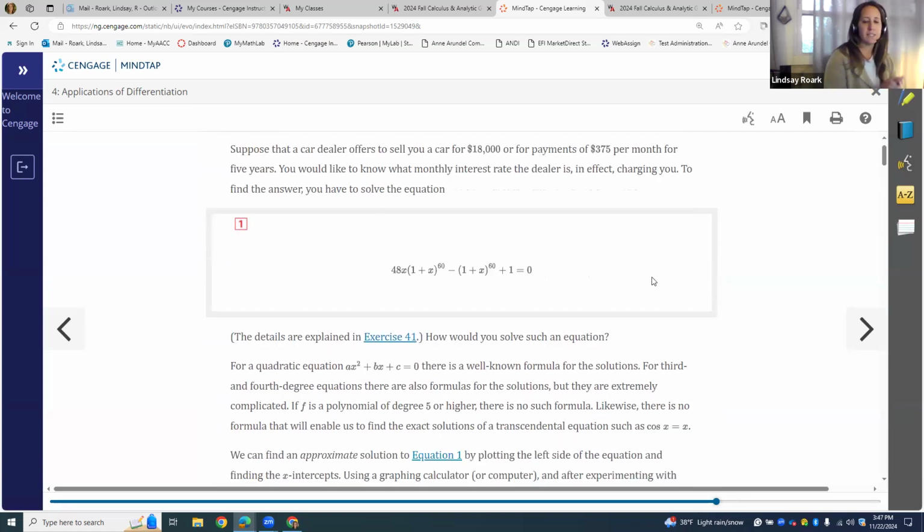Okay, so the whole idea is that there are some equations that we literally cannot solve, right? We can solve quadratics. We can solve some other polynomials if we're kind of lucky. We can solve some logarithmic equations, exponential, but there's some that we either can't solve or it would just take so much time, it's not even worth it, right?